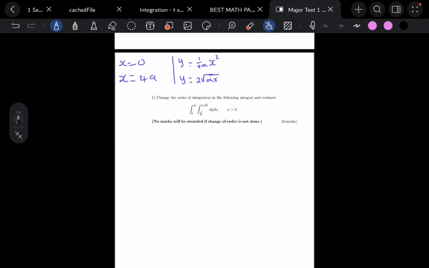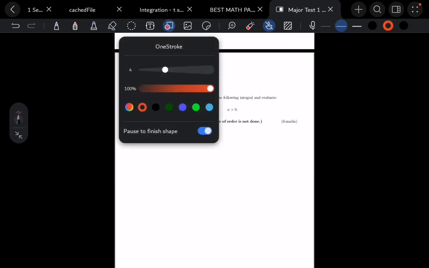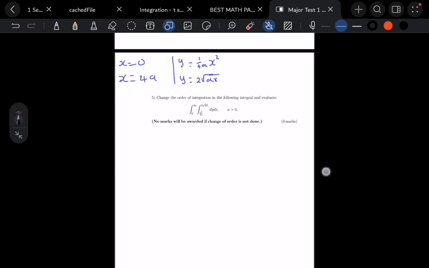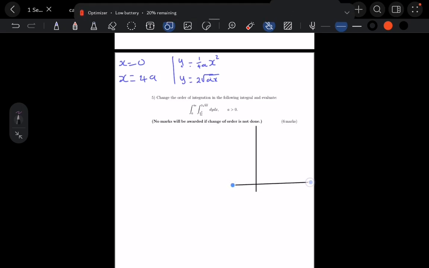Like that. So if you draw the region, the question said no marks would be awarded if the change of order is not done. Right, so that is a key thing that you need to understand again there. Sometimes the prof may say do not evaluate the integral. So just leave it like that. So we have that.